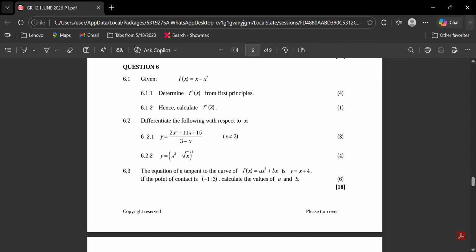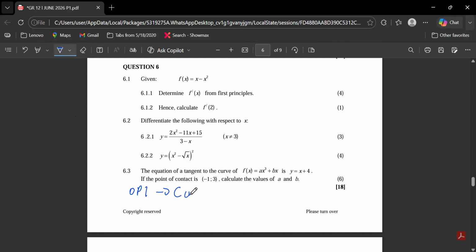Since today we are dealing with 6.3: the equation of the tangent to the curve f of x is equal to ax cubed plus bx is y is equal to x plus 4. If you check here, guys, when you're dealing with tangents, let's write these options here. Option 1, we can either be given a curve and a point.